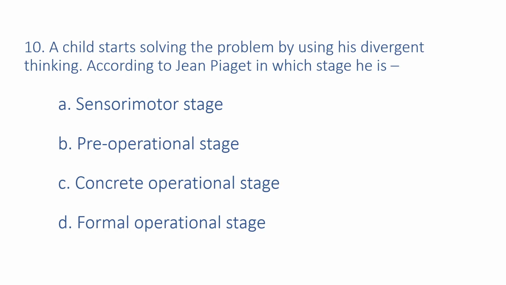Question number 10. A child starts solving the problem by using his divergent thinking. According to Jean Piaget, in which stage is he? Sensorimotor stage, pre-operational, concrete operational, formal operational stage. According to Jean Piaget, he is in the formal operational stage. Divergent thinking and abstract problem solving develop during the formal operational stage. This stage begins around 11 or 12 years of age.